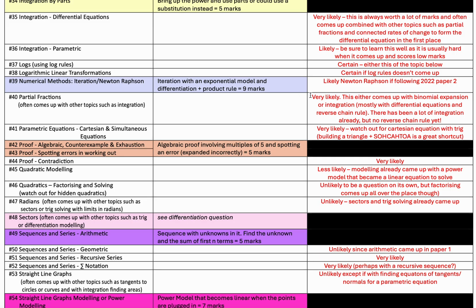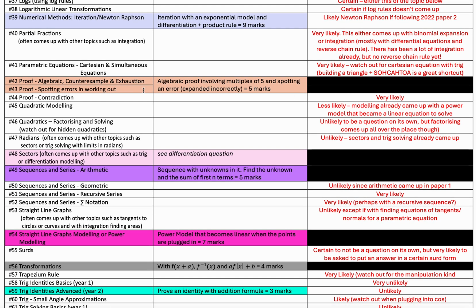Partial fractions, talked about that, where it comes up. Parametrics, talked about that. Didn't mention Cartesian or simultaneous equations, but sometimes you want to find where they intersect, and that's just plugging one into the other, getting it in terms of t and solving for that. You don't need to find the Cartesian unless they force you to find it. There's no advantage to finding the Cartesian and then solving simultaneously.